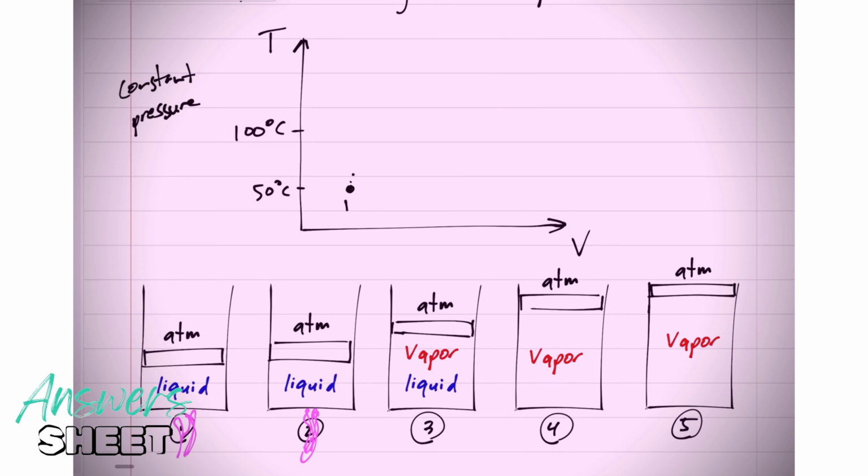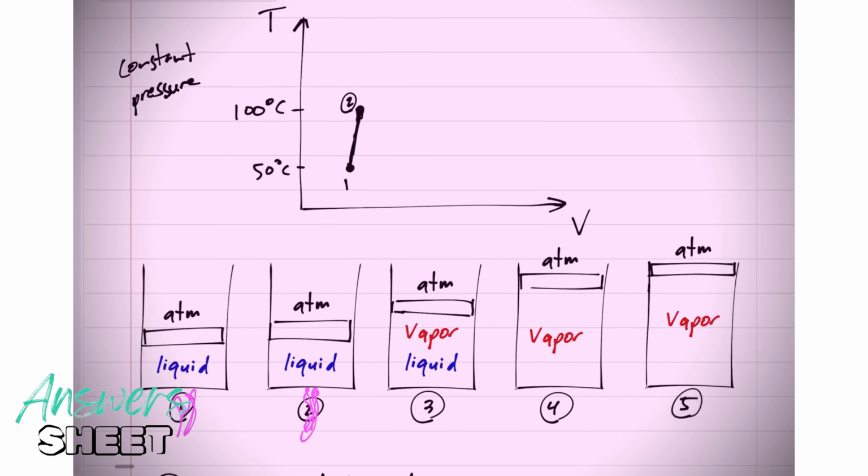The temperature will rise, and the volume is not going to change very much as it is still a liquid. So maybe it goes from here to here, from 1 to 2 right there. A rise in temperature and not much of a change in volume. But then it gets to its boiling point, right? Water boils at 100 degrees Celsius. It gets to 100 degrees Celsius. What happens?